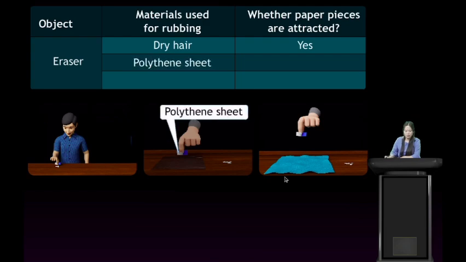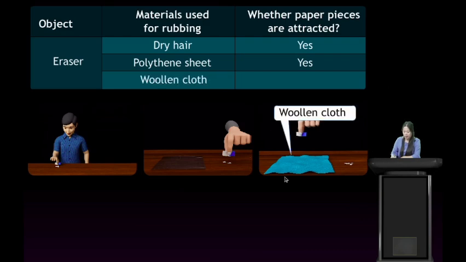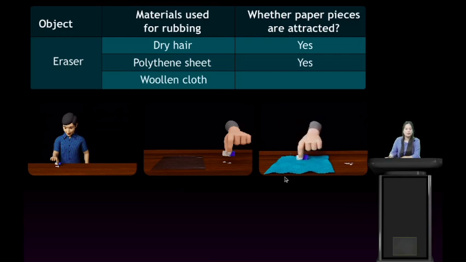Now take the same eraser, rub it on a polythene sheet, as we can see here, and bring it near small pieces of paper. Did it attract? Yes, so paper pieces are attracted. Now take the same eraser again, rub it on woolen cloth, and bring it near the small pieces of paper. It attracted the small pieces of paper.